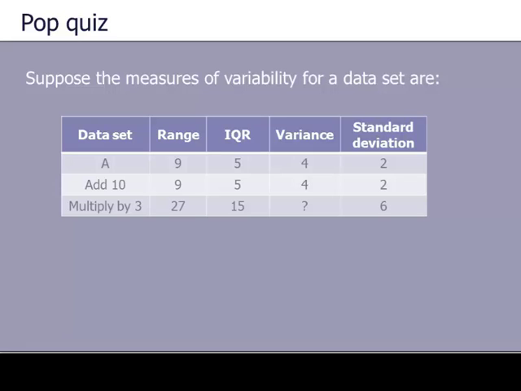The effect on variance is a little bit different. Multiplying every element in a dataset by a constant multiplies the variance by the square of the constant. So in this example, the new variance would be 4 times 3 squared, or 4 times 9, which is 36. Again, if you are planning on taking the Advanced Placement Statistics exam, please be sure you understand how measures of variability are affected when a constant is added to a data set or when a data set is multiplied by a constant. These are topics that may show up on the exam.